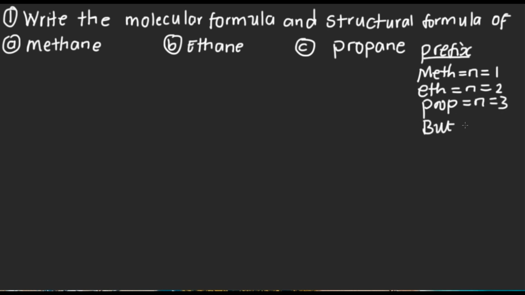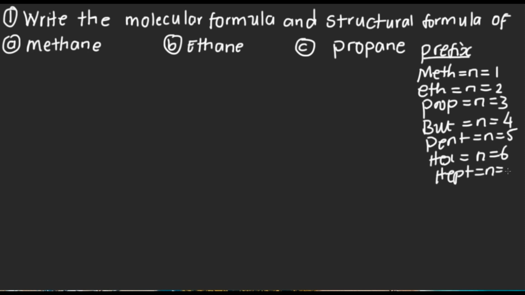But, 4 carbons. Pent, 5 carbons. Hex, 6 carbons. Hept, 7 carbons. Then oct, 8 carbons. Non, 9 carbons. Dec, 10 carbons. So at least we should be able to remember up to 10 carbons.